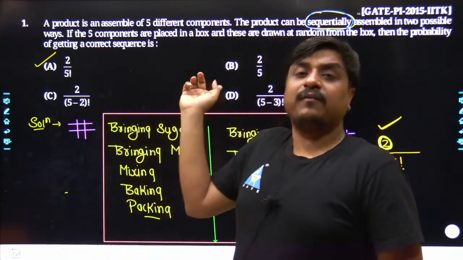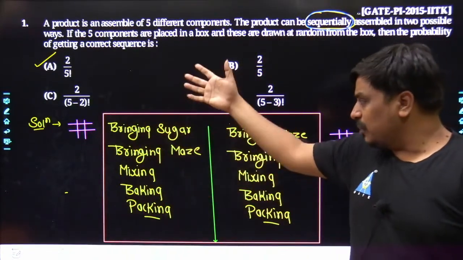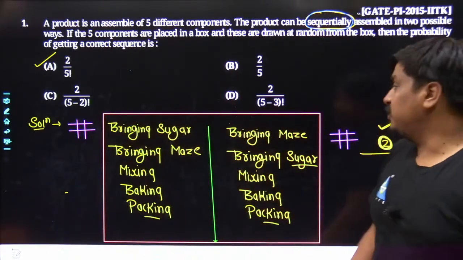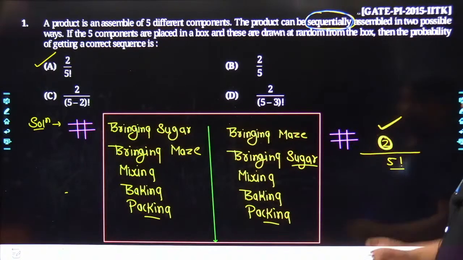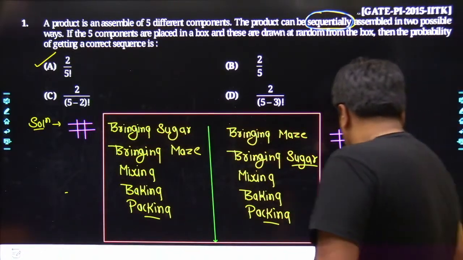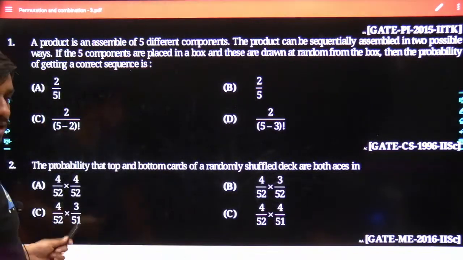So out of 5 factorial different ways, 2 sequences are the favorable sequences. So may I know what's going to be the probability that you would be getting your finished product? It's 2 divided by 5 factorial. In the same sequence, let me move forward with the second question.